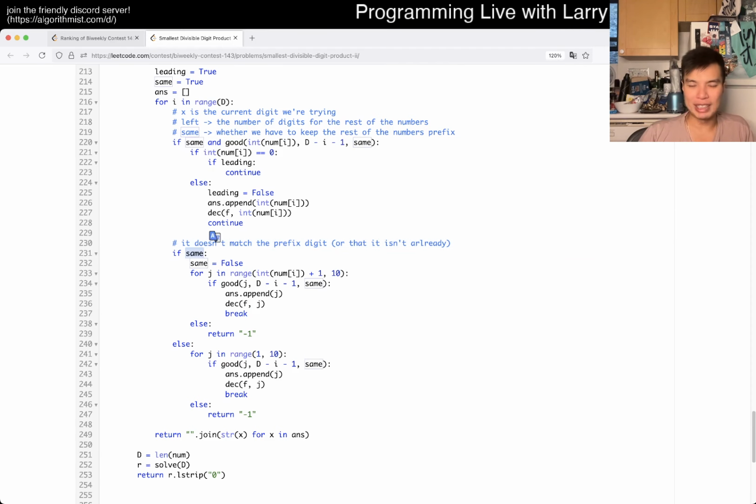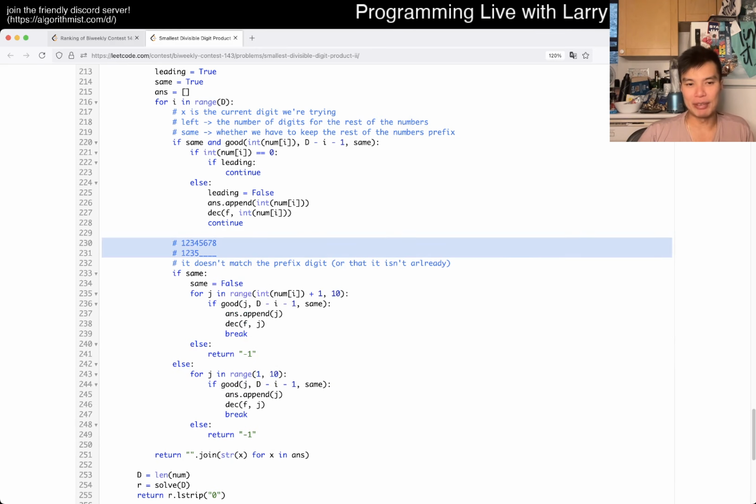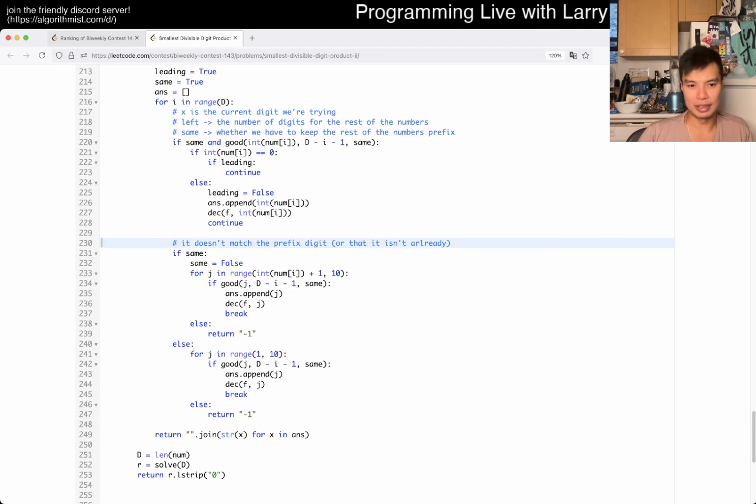If the prefix was not the same so far, then we just try from 1 to 10. And again, this is the same case, right? If the prefix is not the same, then for the rest we can try starting with 1, 2, 3, 4, and so on. So that's really what we're doing here for this one.